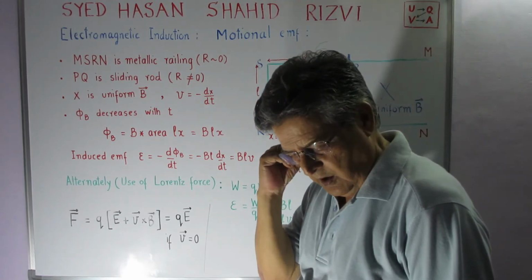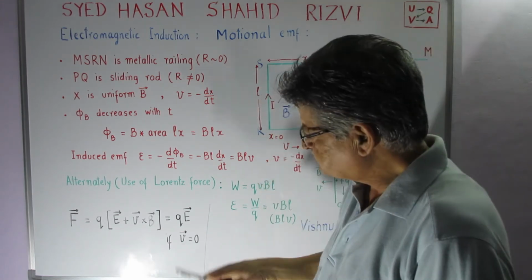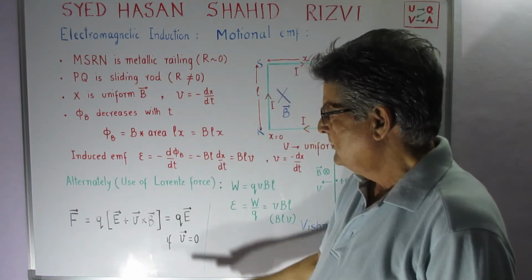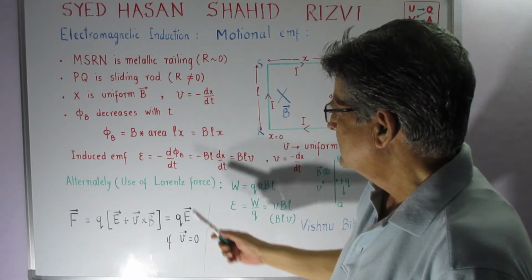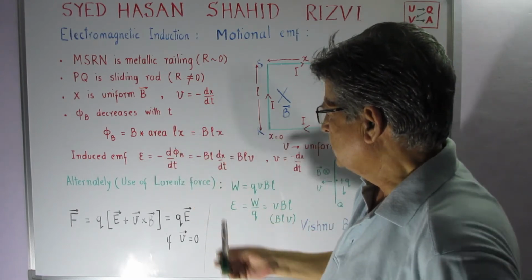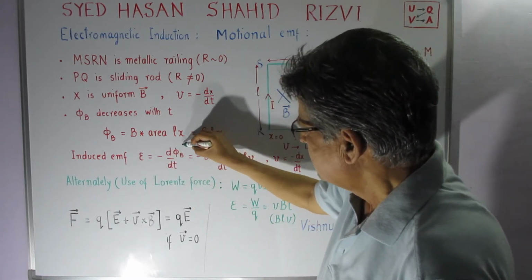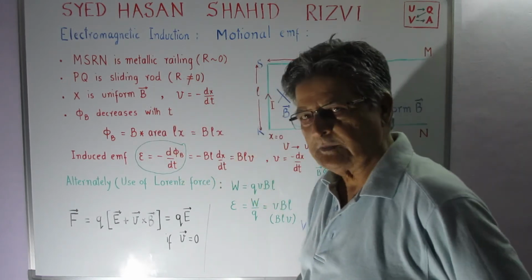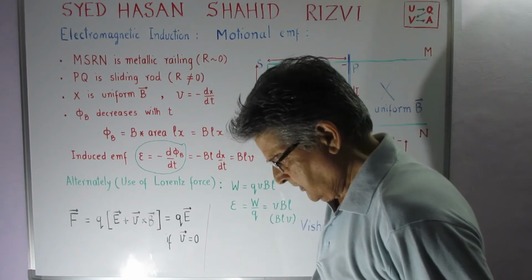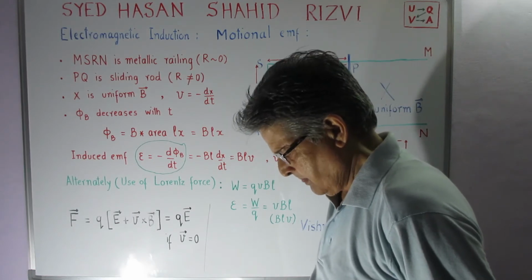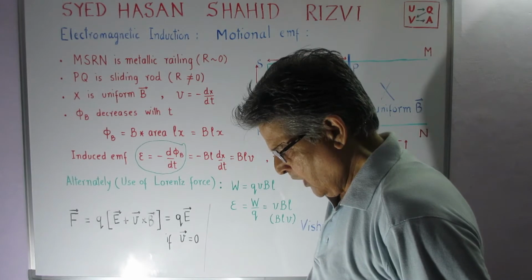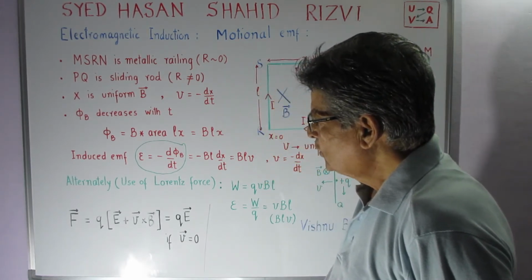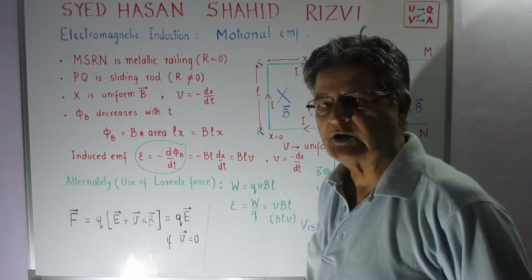Now this very idea of dΦ_B by dt, plus other things, paved the way to understand how electricity and magnetism are related.